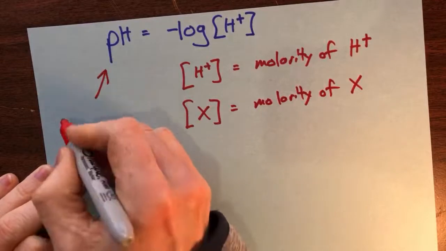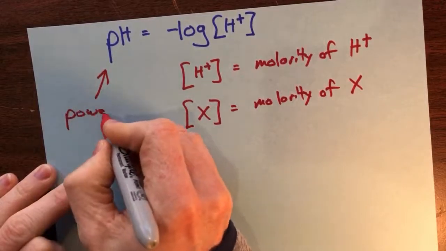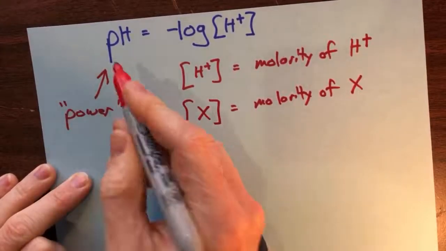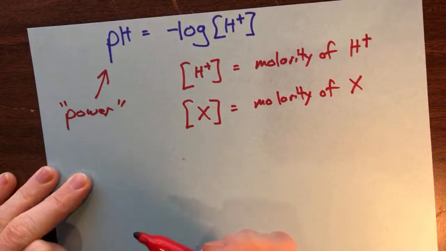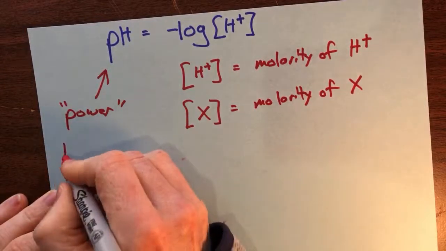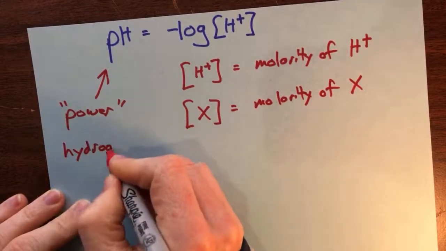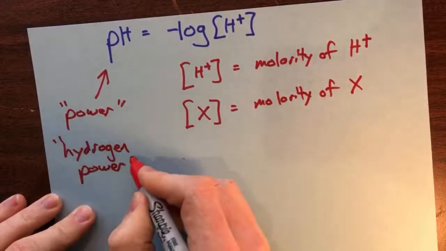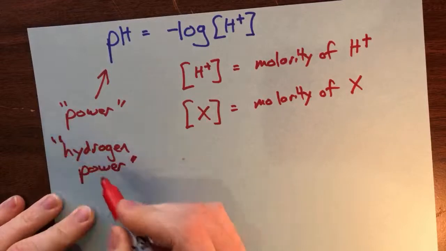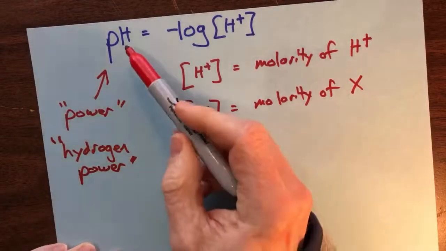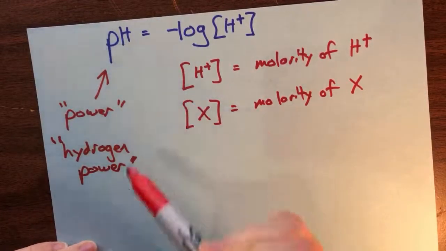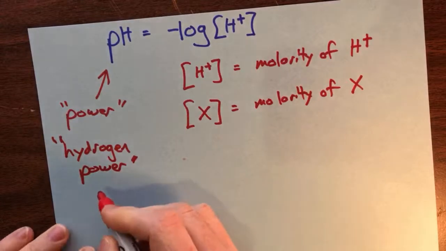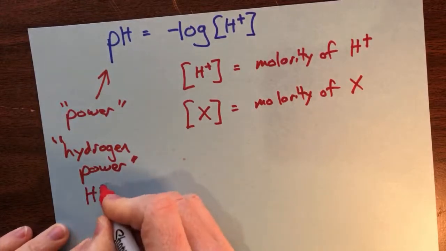This whole P thing here, P stands for power. So pH is not some random thing. pH stands for hydrogen power. So the pH of something is the hydrogen power of something, where the H stands for H plus. So the power of H plus.